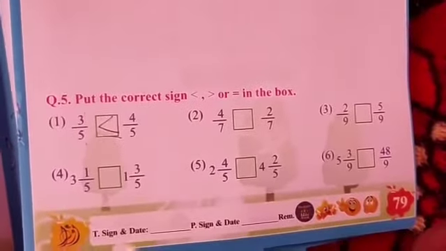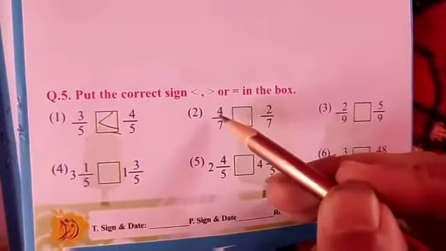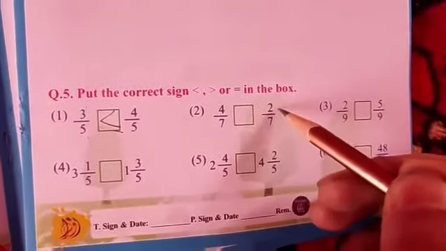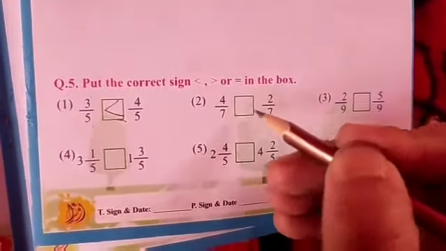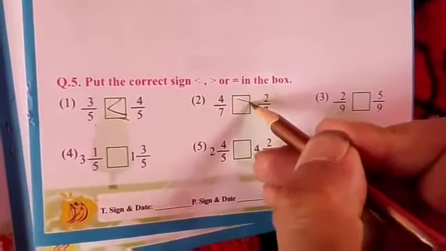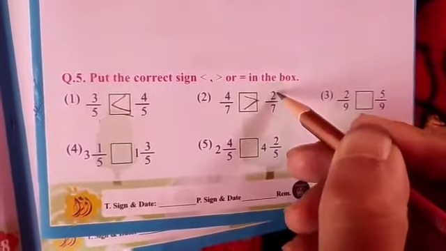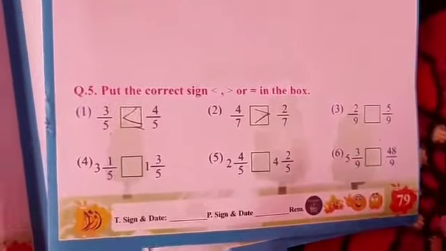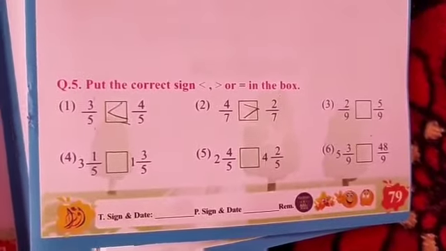Here the denominator is also the same, so we will see the numerator. Here the numerator is 4 and in this one the numerator is 2. 4 is greater than 2, so we will put the greater than sign. That means 4 upon 7 is greater than 2 upon 7. Next part is 2 upon 9 and 5 upon 9.